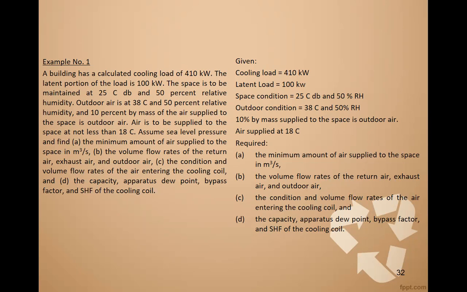Given is the cooling load of 410 kilowatts, the latent load is 100 kilowatts. Space condition is 25 C dry bulb and 50% RH. Outdoor condition is 38 C and 50% RH. Ten percent by mass supplied to this space is outdoor air. Air is supplied at 18 C. Required: A, the minimum amount of air supplied to this space in cubic meter per second; B, the volume flow rates of return air, exhaust air, and outdoor air; C, the condition and volume flow rates of the air entering the cooling coil; and D, the capacity, apparatus dew point, bypass factor, and sensible heat factor of the coil.